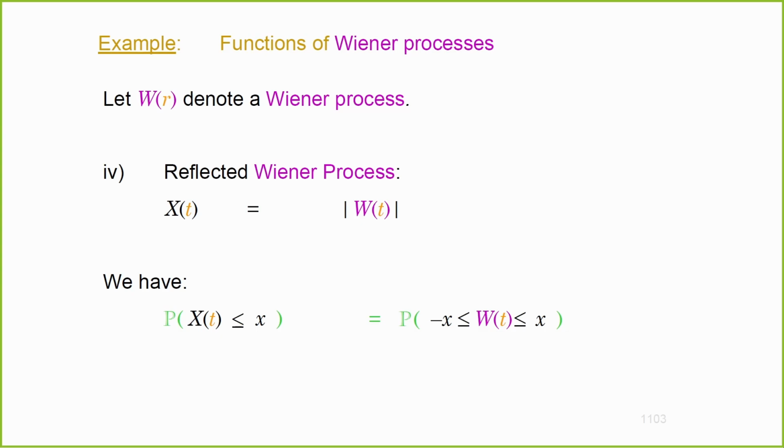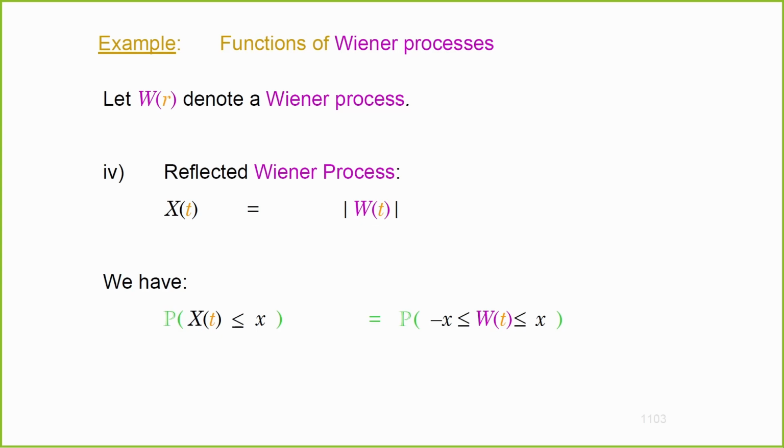And since these two events, where the absolute value of a process is not greater than x, versus the process itself being between -x and x, are equivalent, one implies the other. If this is true, then the other one is true. The probability of these two events must be the same also, respectively. And that is just that.